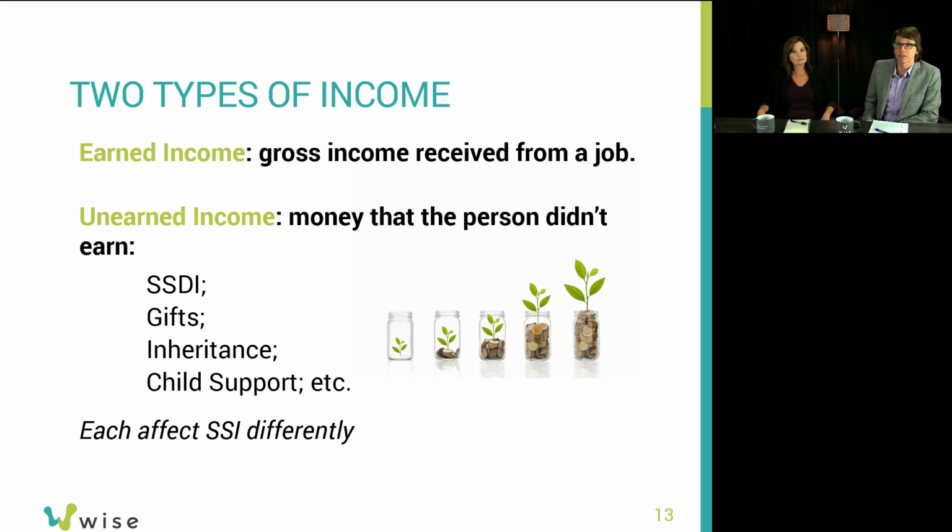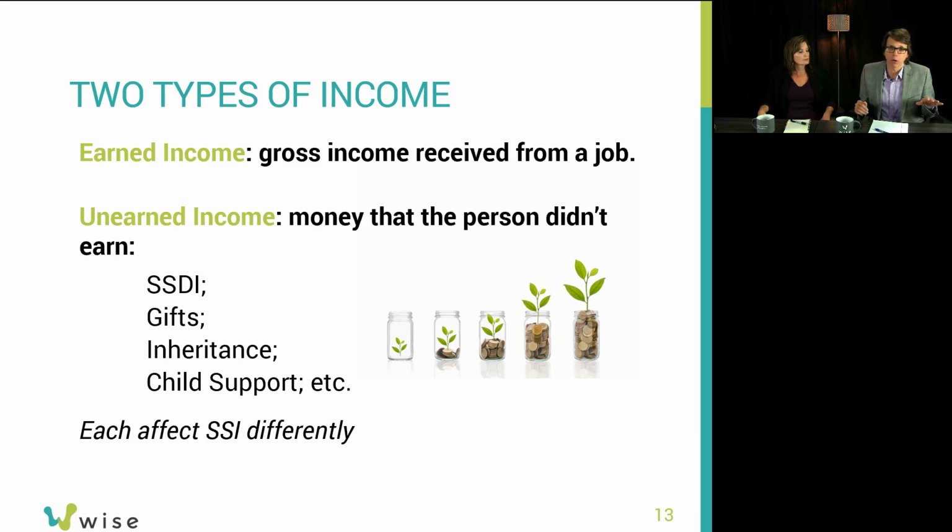Also, if they get gifts, this is something that happens fairly often. Someone gives someone on SSI a cash gift. Technically speaking, that person is supposed to report that cash gift to Social Security. And when they do that, that's considered unearned income. And as we'll see, that actually causes the SSI to go down significantly. Inheritance, child support, those all are considered unearned income.